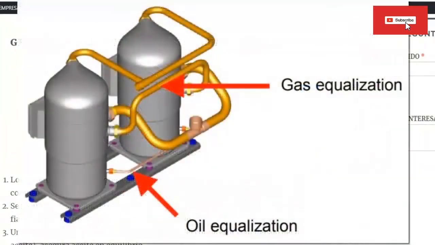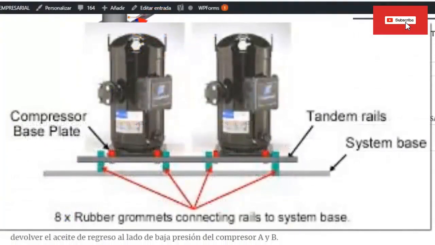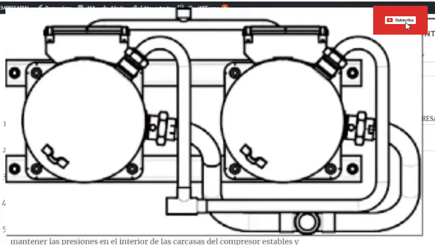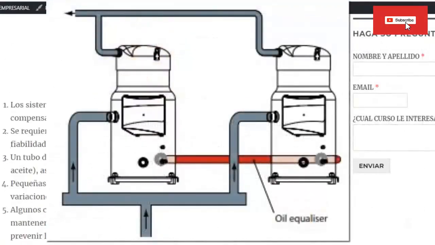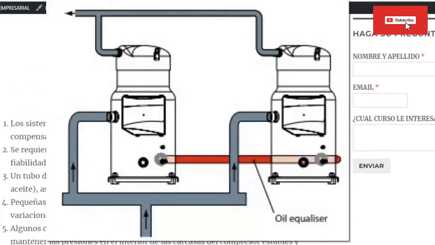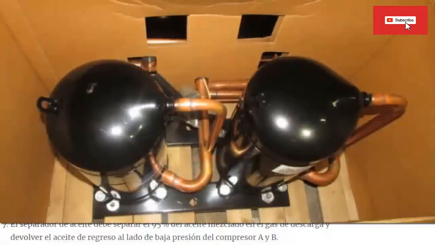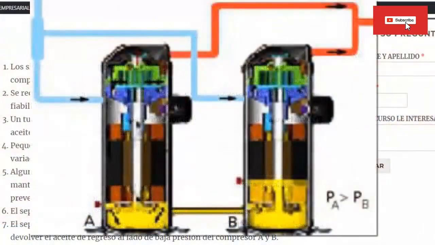Oil management of systems with tandem compressors. 1. Tandem compressor systems present certain design challenges: oil compensation, proper oil return, and piping configuration. 2. An oil equalization system is designed for correct performance and reliability in the entire operating environment as required. 3. An interconnecting tube at the bottom of the compressor below the oil level ensures oil balance. 4. Small differences in crankcase pressure can result in a significantly fluctuating oil level.